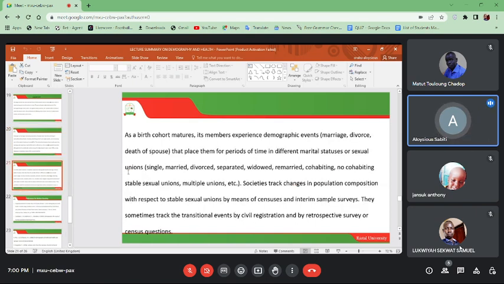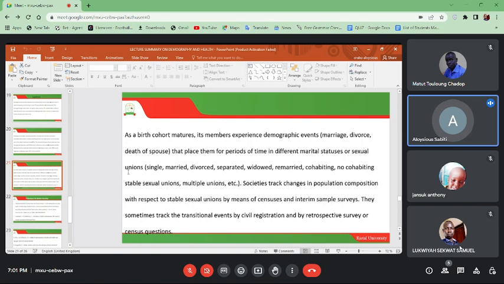As a birth cohort matures, and by a birth cohort we're talking about people born in the same year or in a particular age group, its members start to experience different demographic events. So in that same cohort, you'll have members who are getting married, members who are divorced, members whose spouses have died. That places them for periods of time in different marital statuses or sexual unions. So the people in that age cohort may be single, married, divorced, separated, may be cohabiting, may be in stable sexual unions, multiple unions.